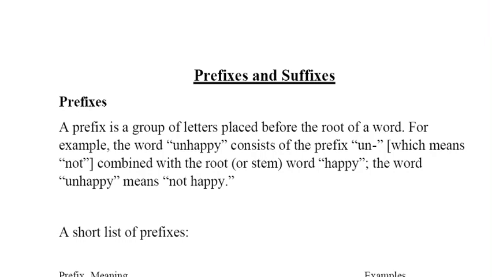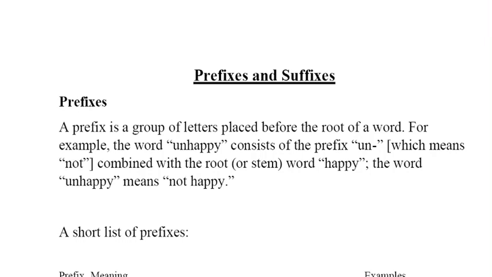So there should be a root word, and if any letters are placed before that root word, we call it a prefix. So a prefix takes place before the root word. For example, the word unhappy. Happy is the root word here, and un is placed before the root word happy, and it changes its meaning. So the word unhappy consists of the prefix un, which means not, combined with the root word happy, and the word unhappy means not happy. It becomes the opposite. So whenever we place a prefix or suffix with the root word, their meaning gets changed.